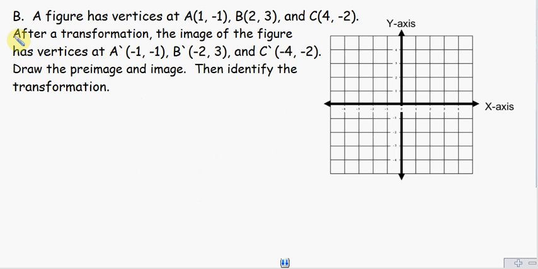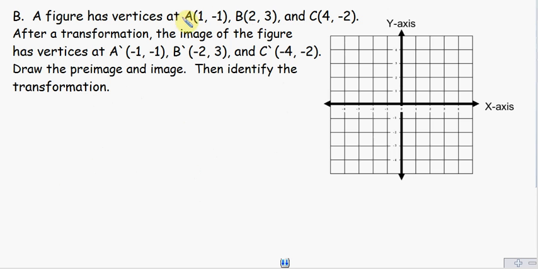But anyway, after the transformation, the image of the figure has the vertices A prime, B prime, and C prime. Notice I'm not reading the numbers quite yet. And what I want to do is draw the pre-image and the image. So I'm drawing both these triangles, as I'm assuming what they are, and then I'm going to identify the transformation. So a little bit of drawing, and then identify what the transformation is.